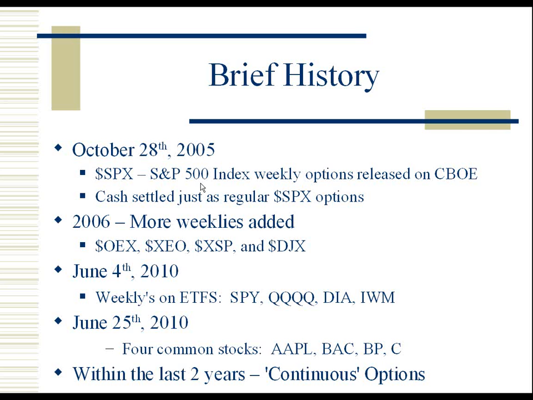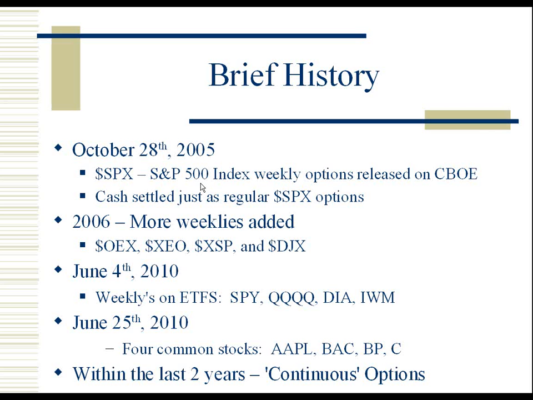Later on in 2006, some of the other indexes offered the weekly options. You had OEX, XEO, XSP, and DJX as well. About 4 years later, we started seeing some of the weeklies on ETFs around 2010.